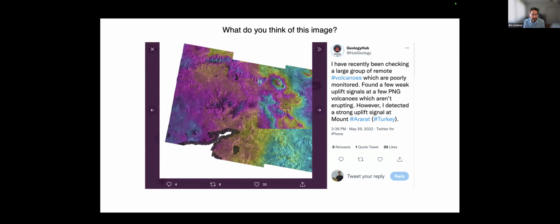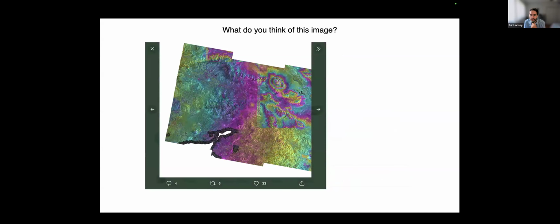So what do you think about this image? This is an interesting one that I found on Twitter. This was a few years ago now, but somebody posted, found some weak uplift signals. However, I detected a strong uplift signal at Mount Ararat in Turkey. Mount Ararat is this mountain here, and it's believed to be an extinct volcano. So it's kind of surprising if it could be deforming, right? That would certainly be concerning. You can see that it's highlighted, and they posted a couple of images, right? So here's a second image showing the same thing.